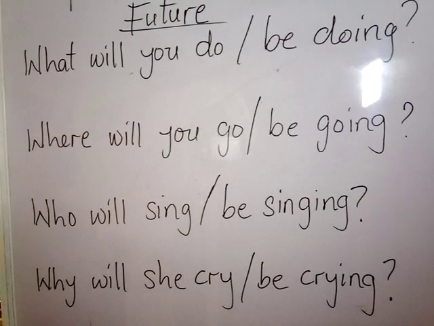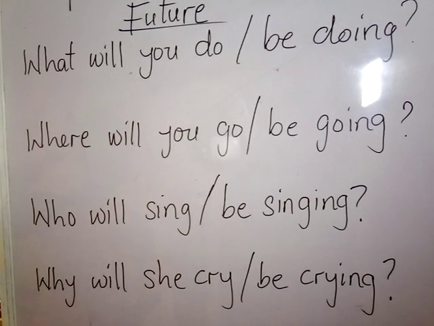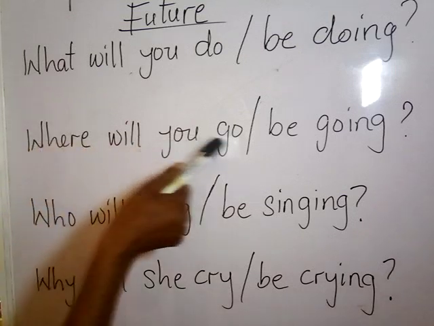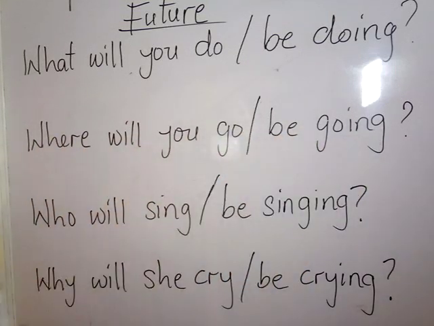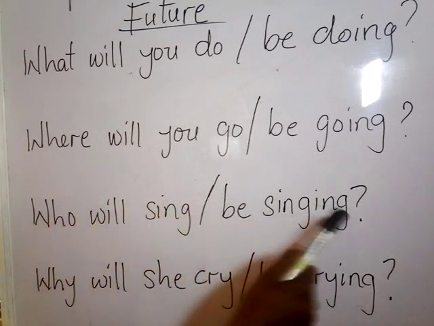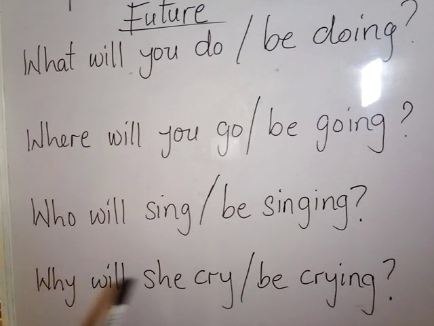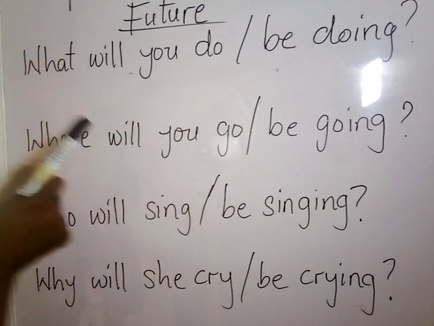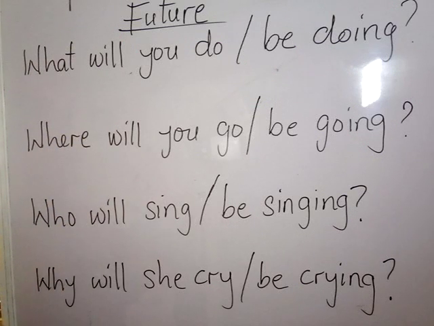Okay, so the next one we're going to look at now, the last one, will be for future actions. All right, so the last part we're looking at is asking and answering questions on future actions. So you have, what will you do? What will you do? Something, what are you going to do? Something that is not now, it's not even in the past, it is yet to happen. What will you do, or what will you be doing? Okay, then the next one is, where will you go? Where will you be going? Who will sing? Who will be singing? Why will she cry? Why will she be crying? Okay, so these are questions in the future, questions based on actions that have not yet happened and that are not happening at the moment. They are going to happen later.